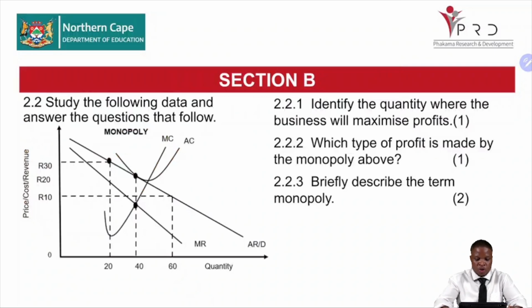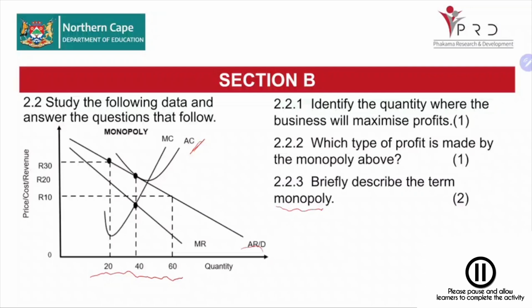Right, let's look at 2.2. We have 2.2.1 to 2.2.3. In 2.2.1, you are identifying the quantity where the business will maximize profit. So you look at the quantities, where are we going to maximize profit? Which type of profit is made here? You need to look at your AR and AC to tell us which profit we are making. Briefly describe the term monopoly. What is monopoly? Grade 12, I'll give you 5 minutes to quickly complete this task. Then we look at your answers.